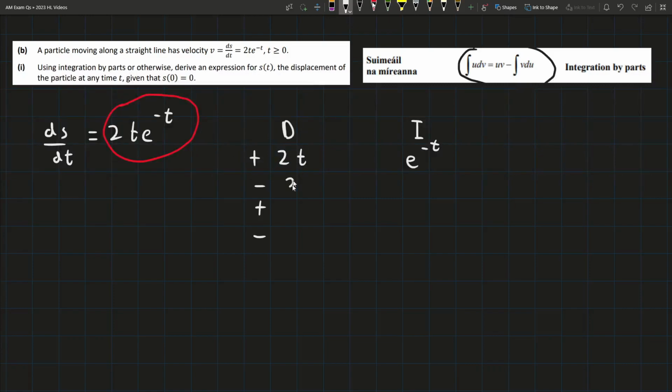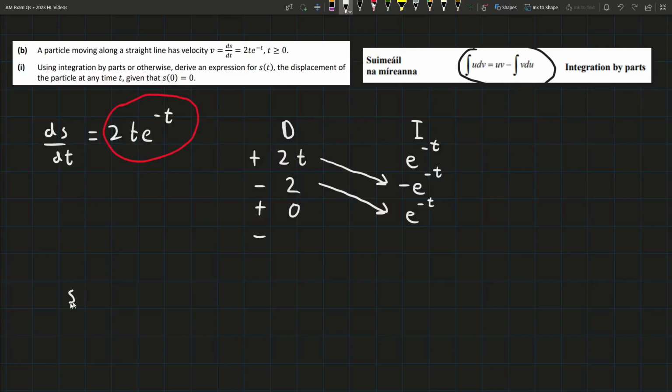So now we just differentiate. So differentiate 2t, we get 2, differentiate 2, we get 0. Now integrate e to the minus t, we get minus e to the minus t, integrate it again, and we get e to the minus t. Now what we do is we draw diagonal arrows, and we multiply those.